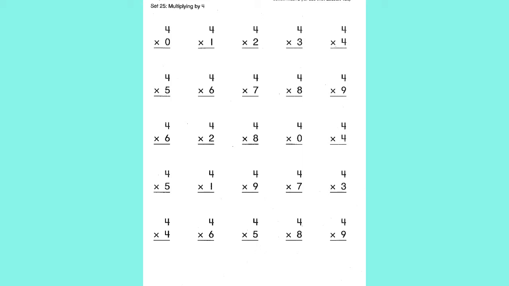4 times 5 equals 20. 4 times 8 equals 32. 4 times 9 equals 36.